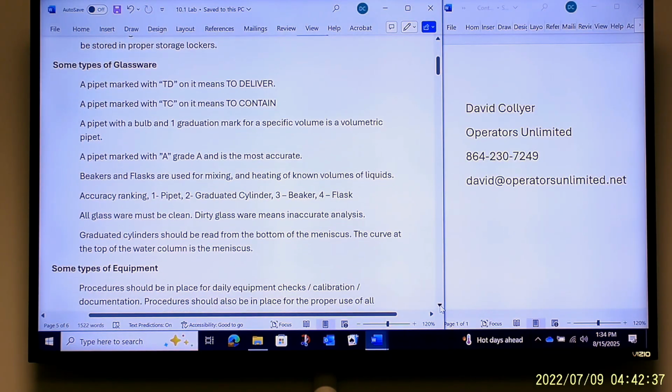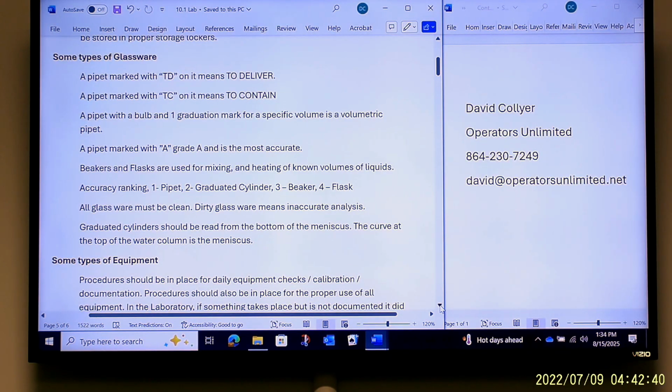We're going to talk about some types of glassware now. A pipette marked with TD on it means it is to deliver. A pipette marked with TC on it means to contain. A pipette with a bulb and one graduation mark for a specific volume is a volumetric pipette. A pipette marked with A means grade A, and it's the most accurate.